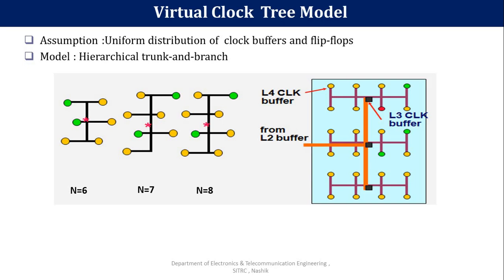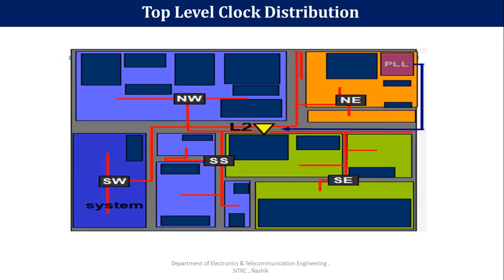On the right hand side you can observe how the clock driver is placed centrally, and from that clock source the clock is distributed to the different networks. Means here there is uniform distribution of clock to every stage, and at every stage uniform distribution of clock skew is made. And this is the top level view of clock distribution.